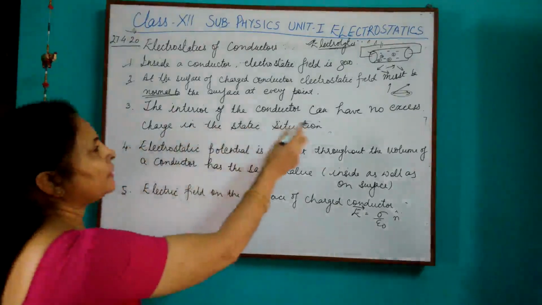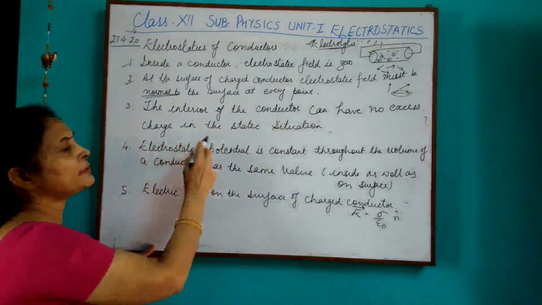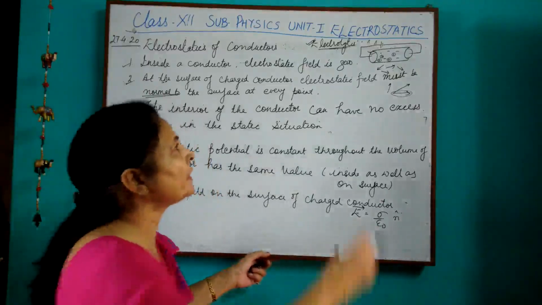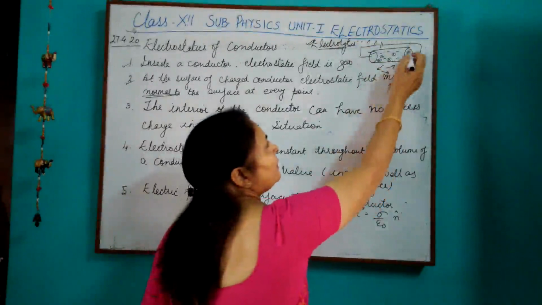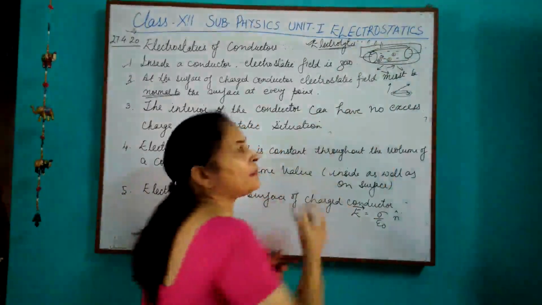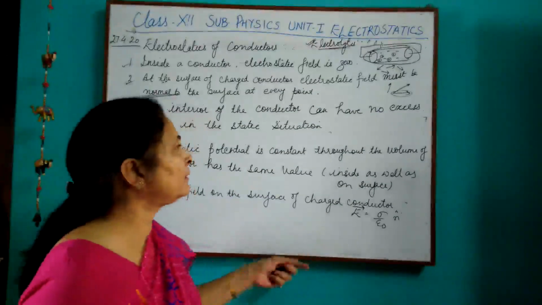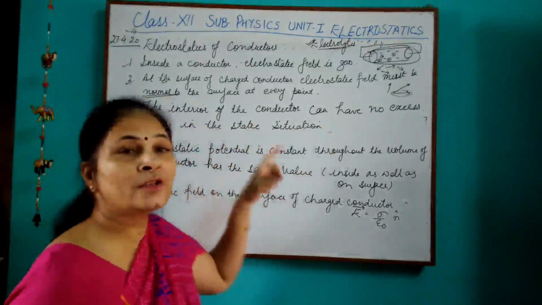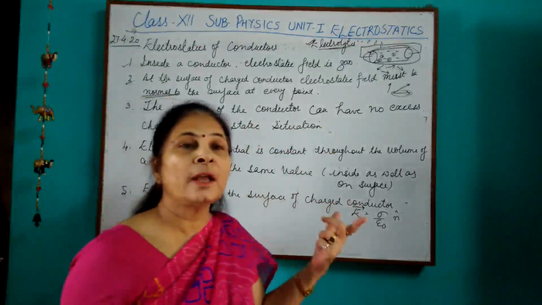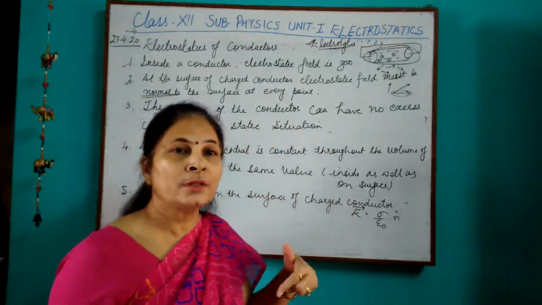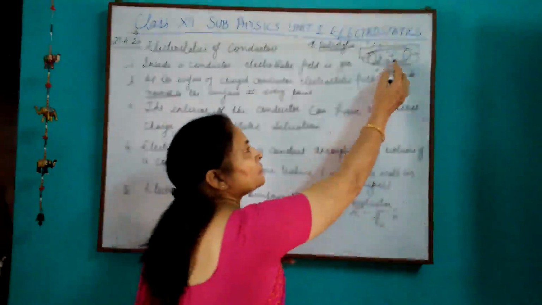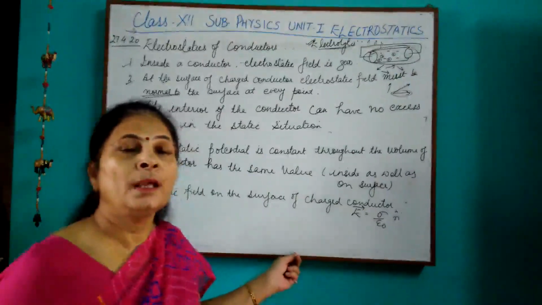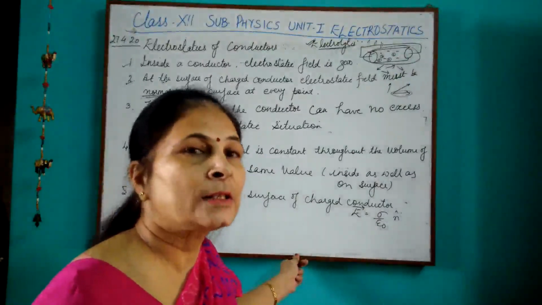The third point: the interior of the conductor can have no excess charge in the static situation. When there is no external electric field, it's just a conductor like this, and it will not have any excess charge, meaning either a negative charge or a positive charge. As the number of electrons will remain equal to the number of protons, there will not be any excess charge.